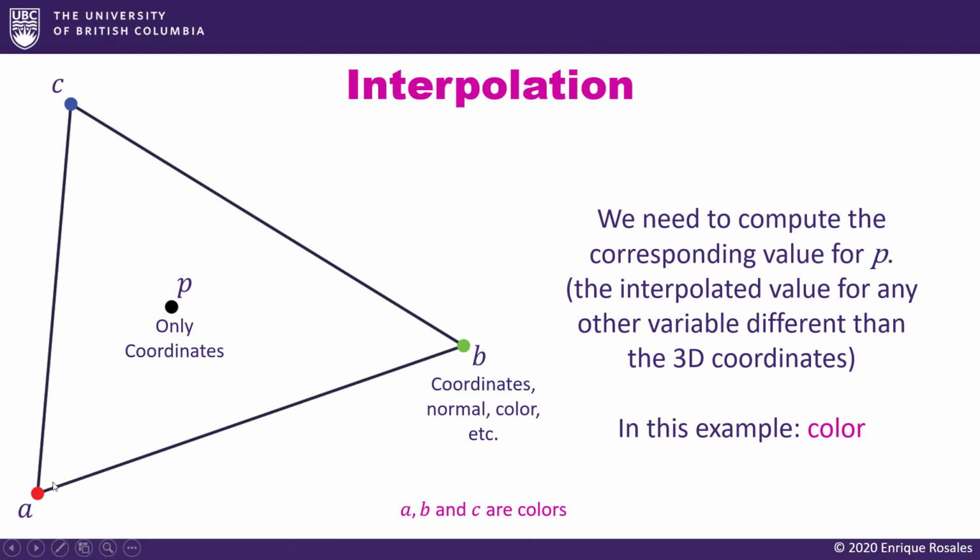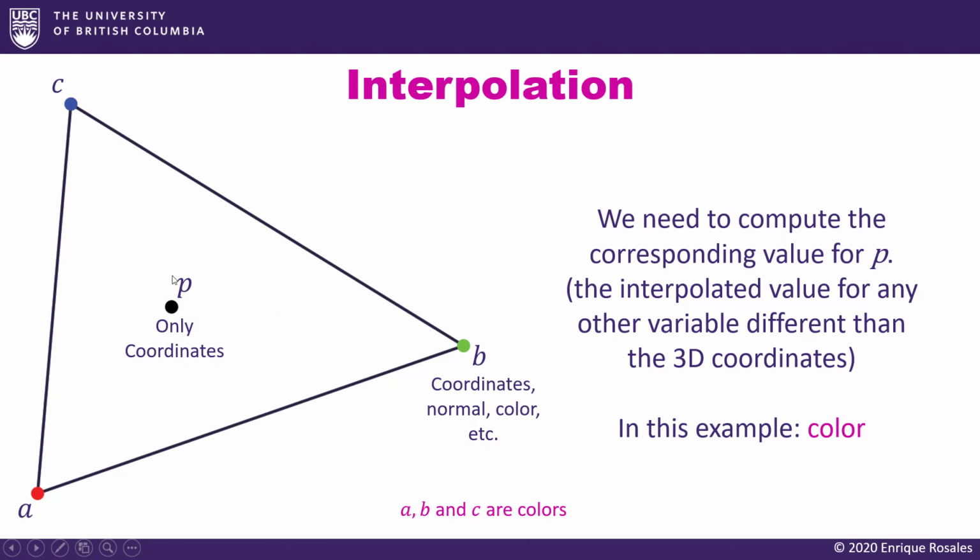The color needs to be not red, not blue, not green, but a weighted interpolation, a weighted combination of all these three colors. Imagine, for example, that the point P is closer to the point B. The color of P needs to be more green rather than blue and red, because it is closer to B. So the color green needs to contribute more to the color of P.